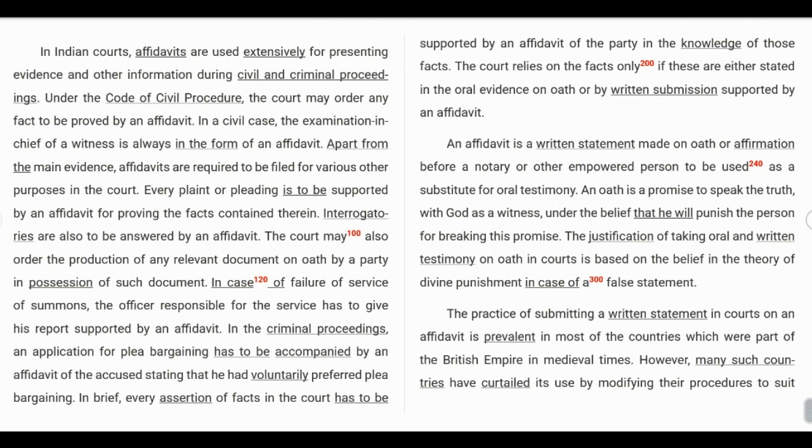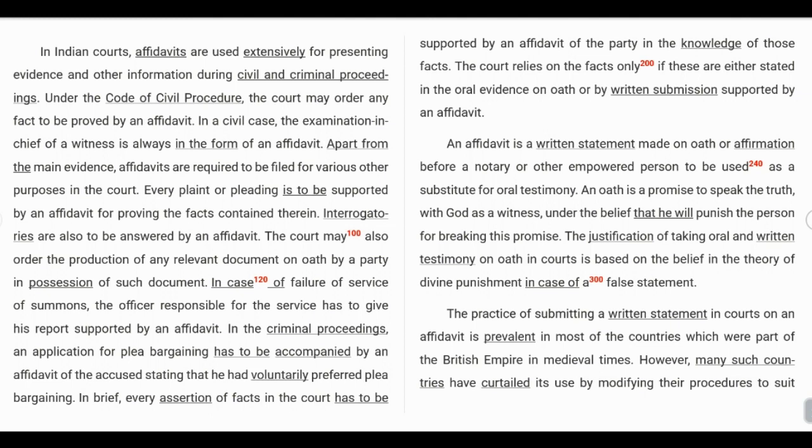In case of failure of service of summons, the officer responsible for the service has to give his report supported by an affidavit. In the criminal proceedings, an application for plea bargaining has to be accompanied by an affidavit of the accused stating that he had voluntarily preferred plea bargaining.